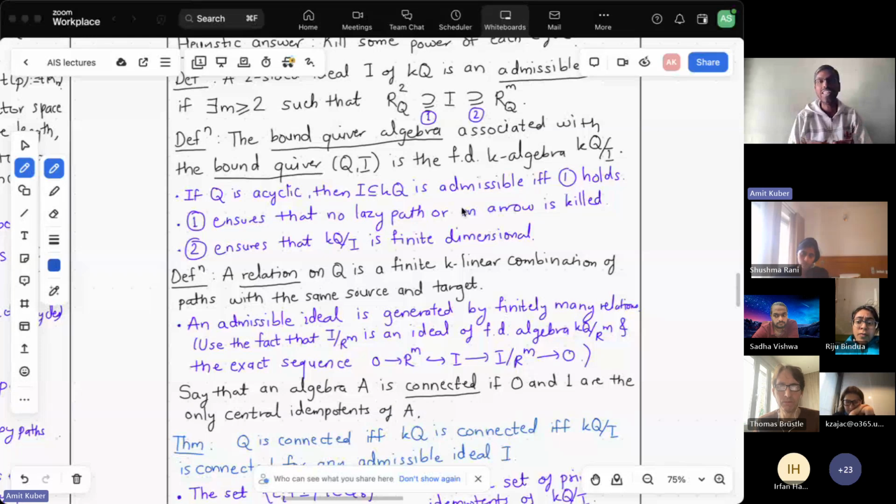So we are trying to find generators of this admissible ideal. And the generators are these relations. So our best way is to go via relations, and they should share the same source and target. We are trying to find nice generators. Yeah, that's all.